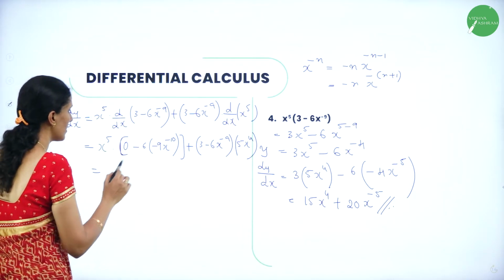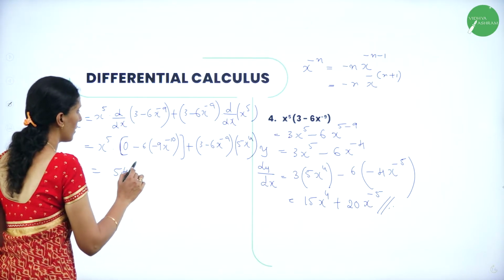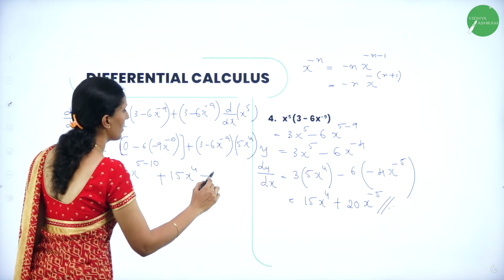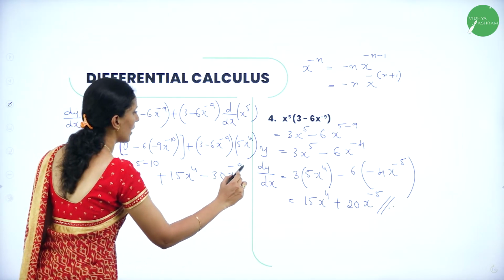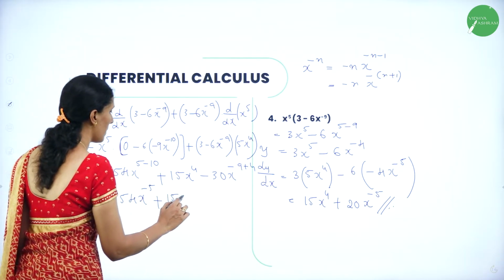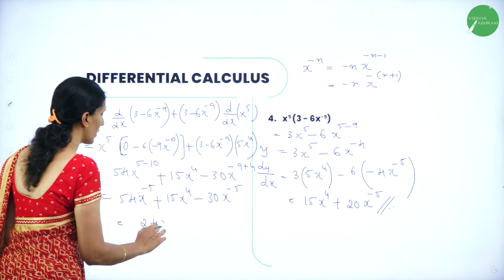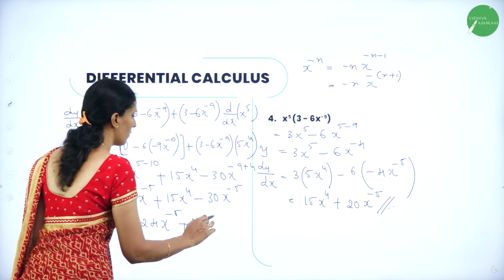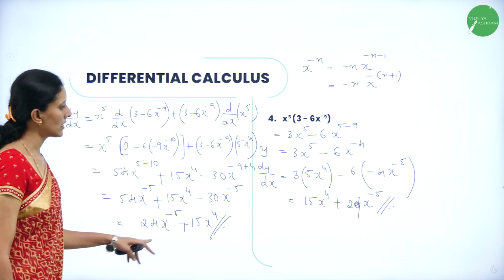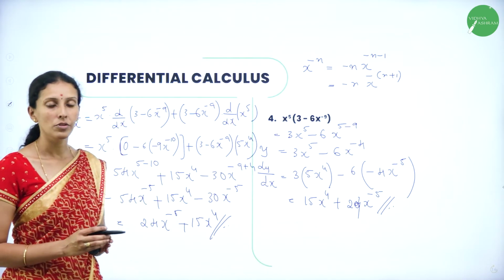So when you multiply this is minus into minus plus, so 54 x to the power 5 minus 10, next here plus 15 x power 4, next minus 30 x power minus 9 plus 4, which will be 54 x power minus 5 plus 15 x power 4 minus 30 x power minus 5. So that will be equal to 24x to the power minus 5 plus 15 x power 4. So you can compare the result. So this is 24, which is 6 4s are 24. So which is same as the previous one. So you can multiply, then solve, or using product rule also you can solve.